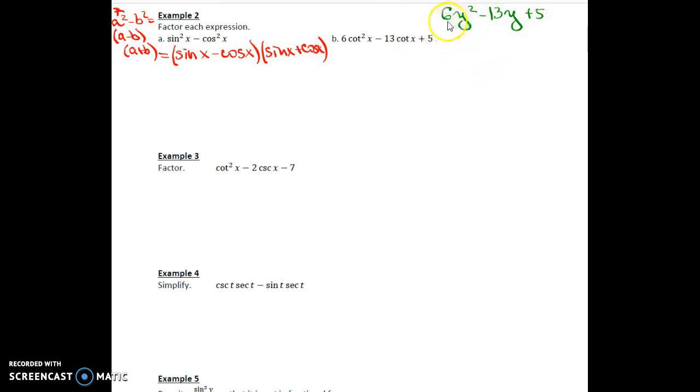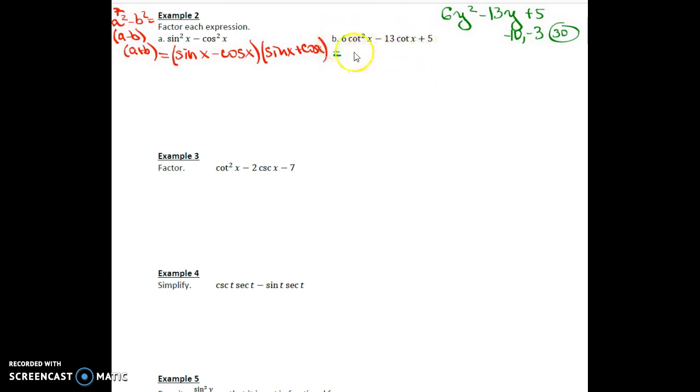To factor it, it might be helpful to find the product of 6 and 5. 6 times 5 is equal to 30. And now we're looking for two numbers that multiply to give you 30 and add together to give you negative 13. That would be negative 10 and negative 3. We're going to use these negative 10 and negative 3 to break down the negative 13 and then use grouping. Let's switch back to the cotangent example and see how that works.